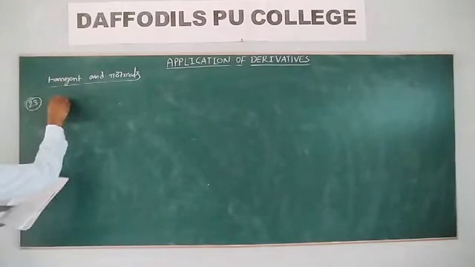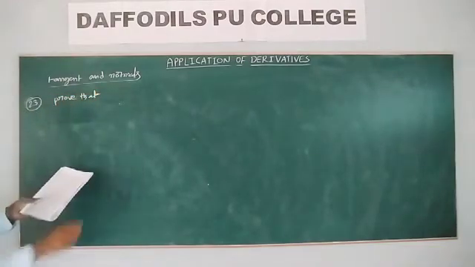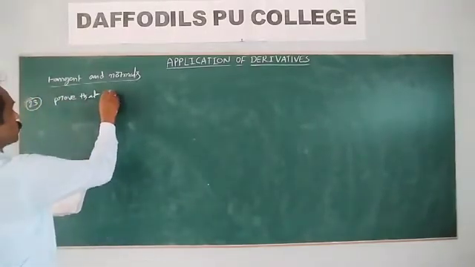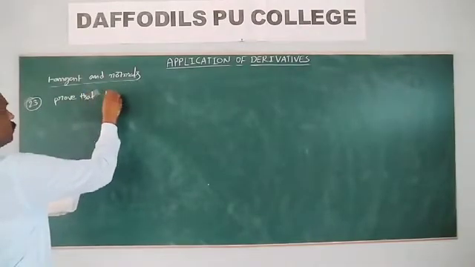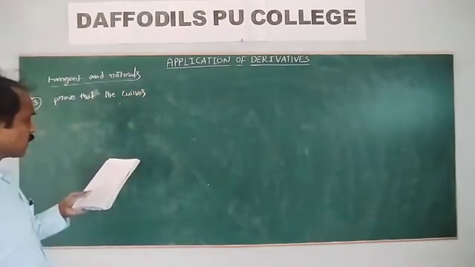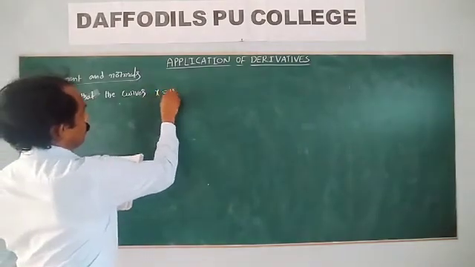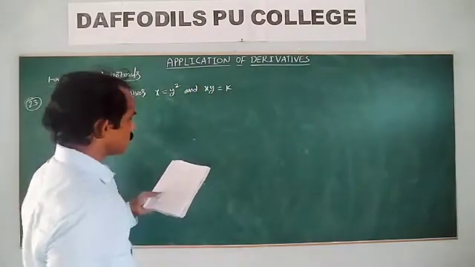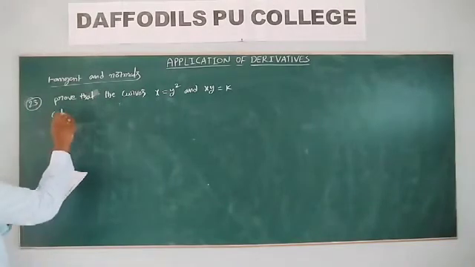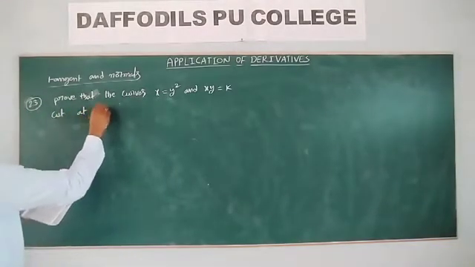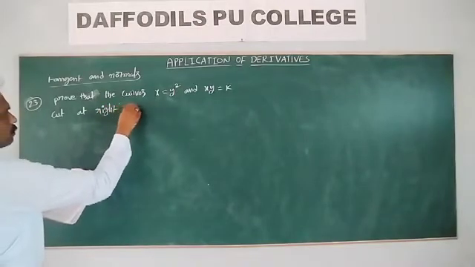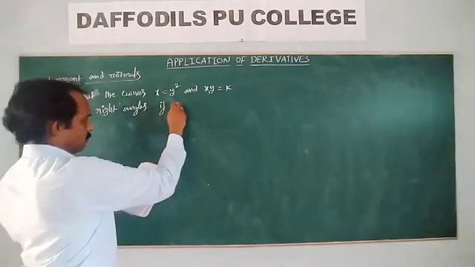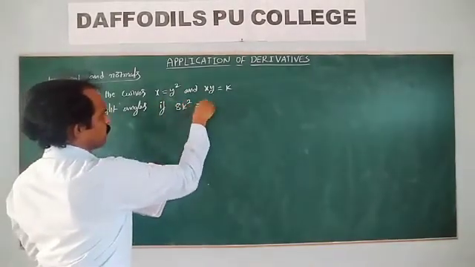Prove that the curves x is equal to y² and xy is equal to k cut at right angles if 8k² is equal to 1.